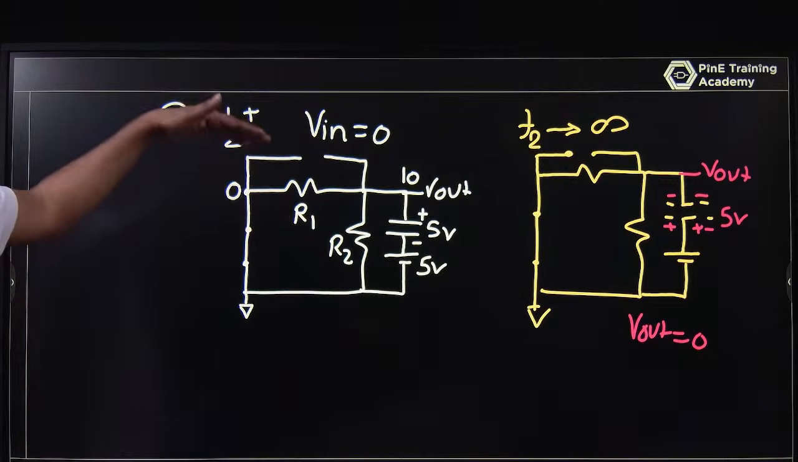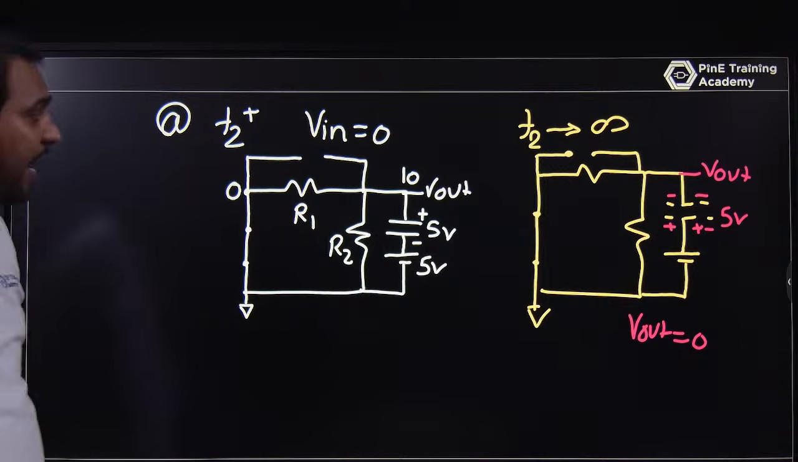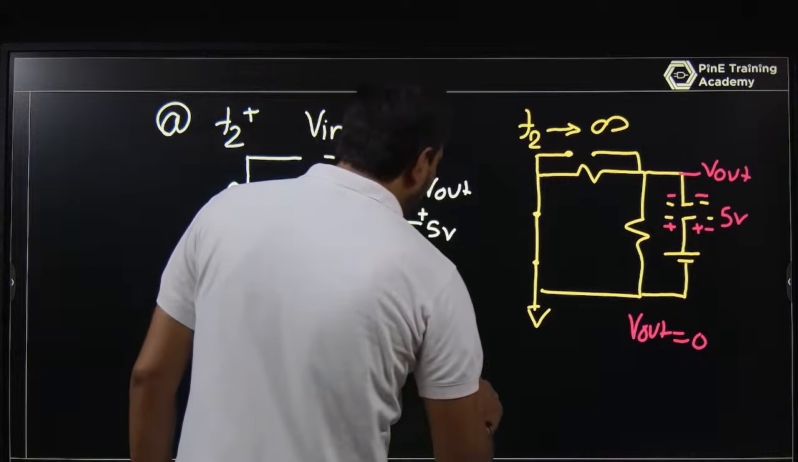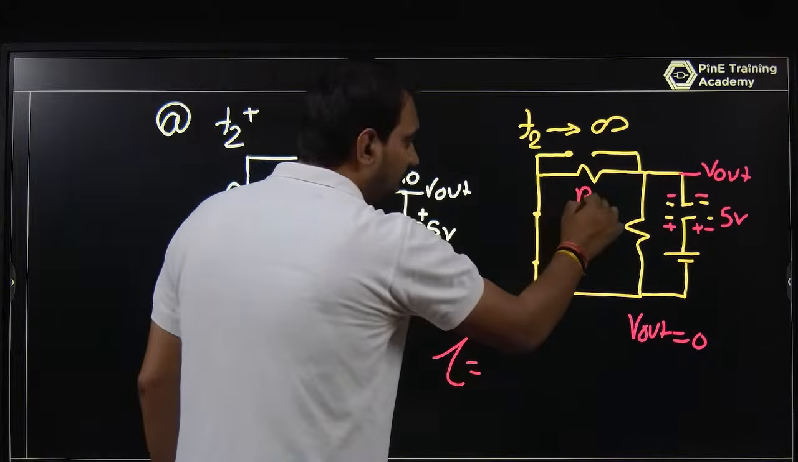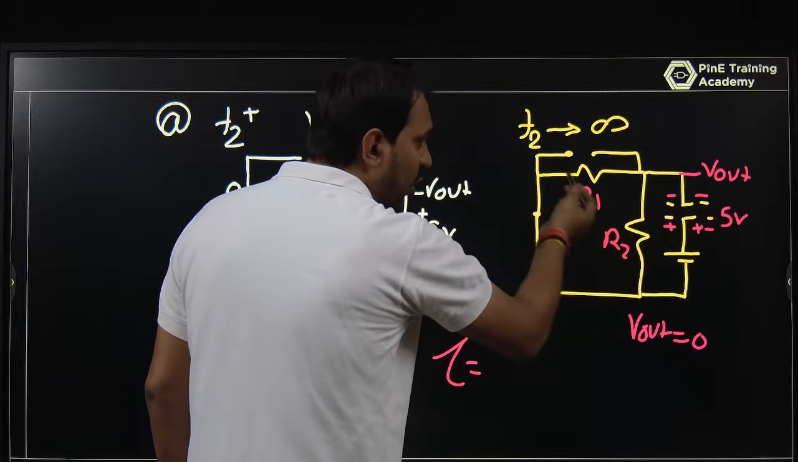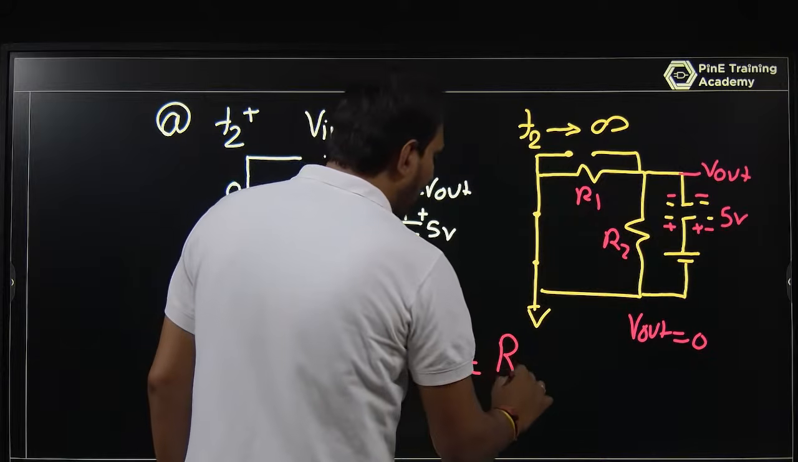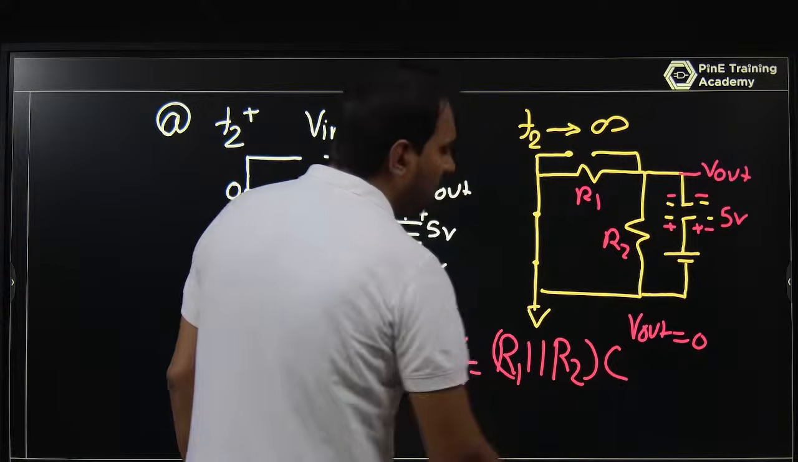So when it reaches steady state, it will be 0, but it will not become 0 suddenly. It will take time. What will that time be? That is decided by the time constant. This is R1, this is R2. If you are looking from this capacitor, R1 and R2 are in parallel. So tau is R1 parallel R2 times C.